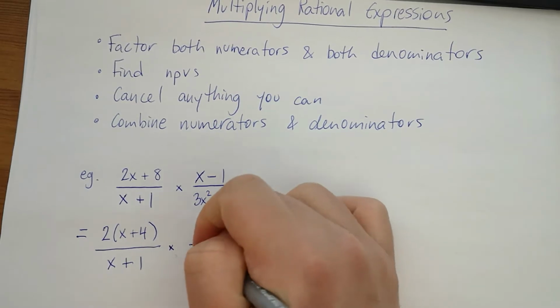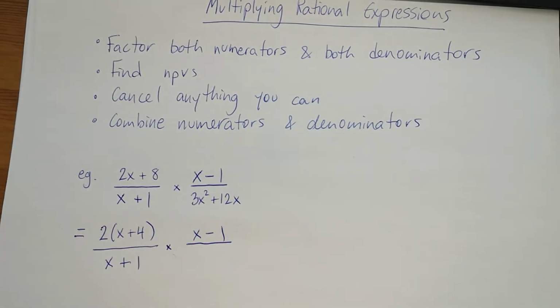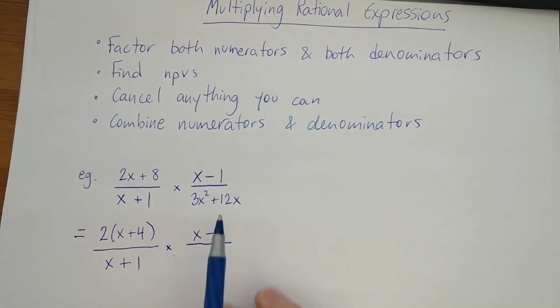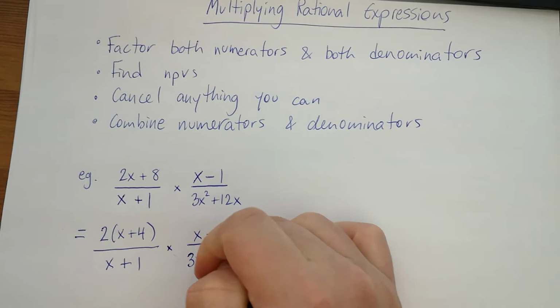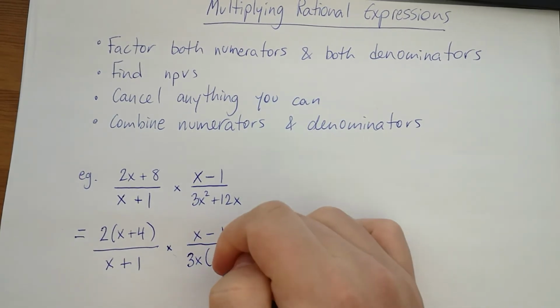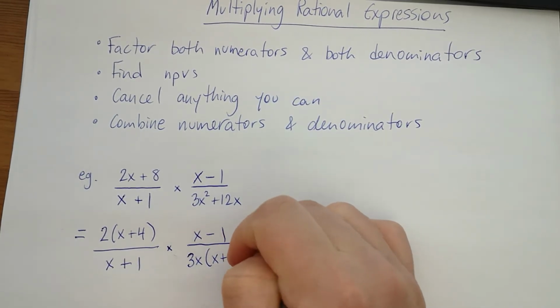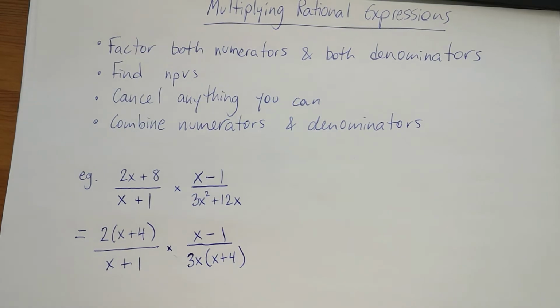Similarly, on the other side, this x minus 1, there's nothing we can do with that. But the denominator looks like we can pull out a 3x. And I'm left with x plus 4.